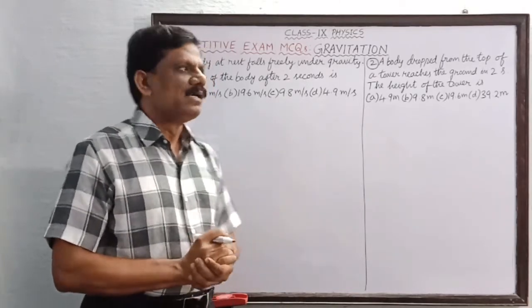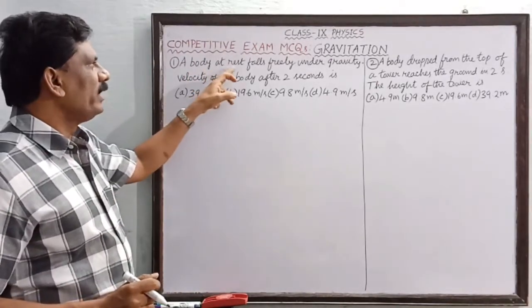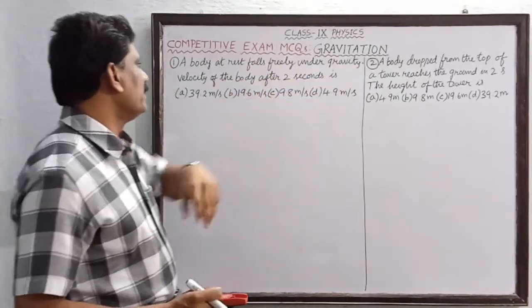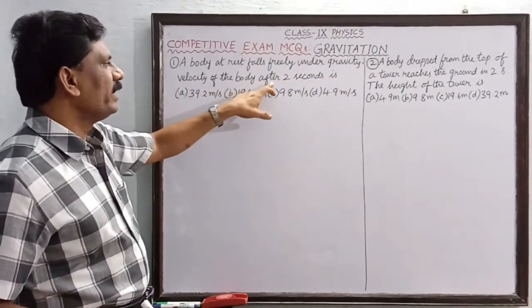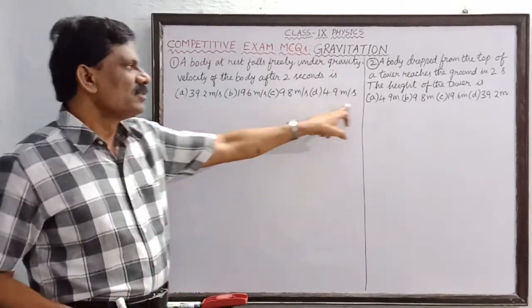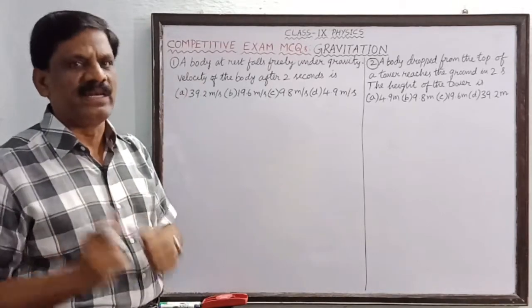Okay students? Now you look at the first sum. For example, a body at rest falls freely under gravity. Velocity of the body after 2 seconds is, 4 options are given. So which of these options will be correct? We have to solve and find out very quickly.